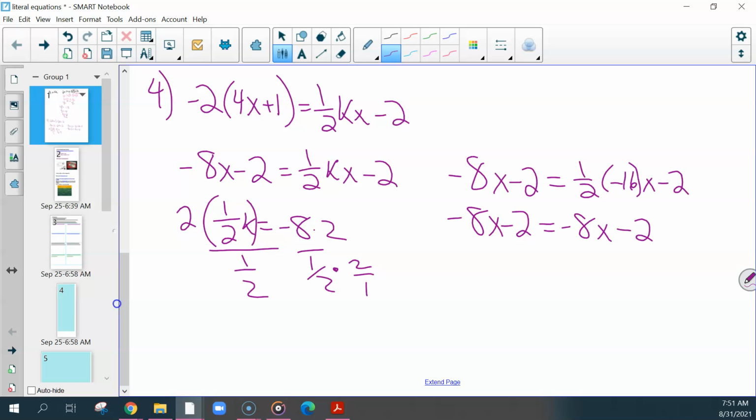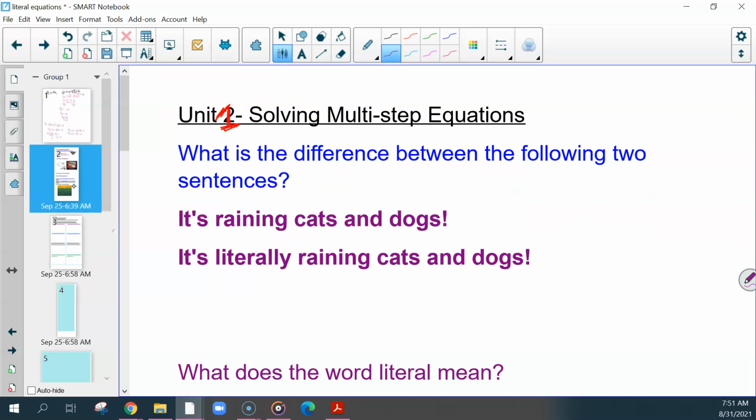That was just to get your mind working some more on solving equations. You should have in front of you the next and last set of notes for this unit that we're doing. And that is solving literal equations.